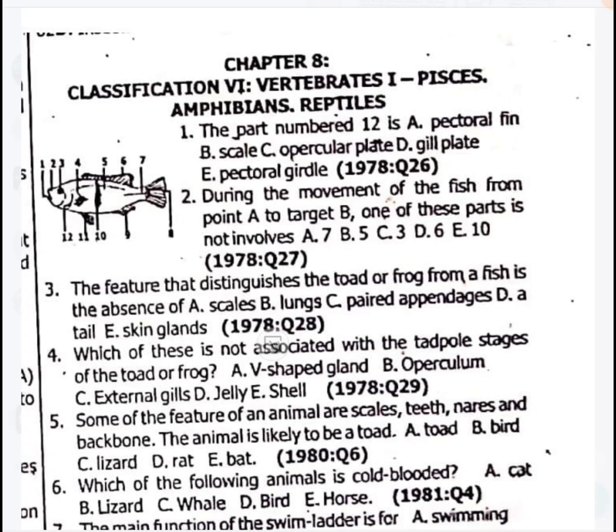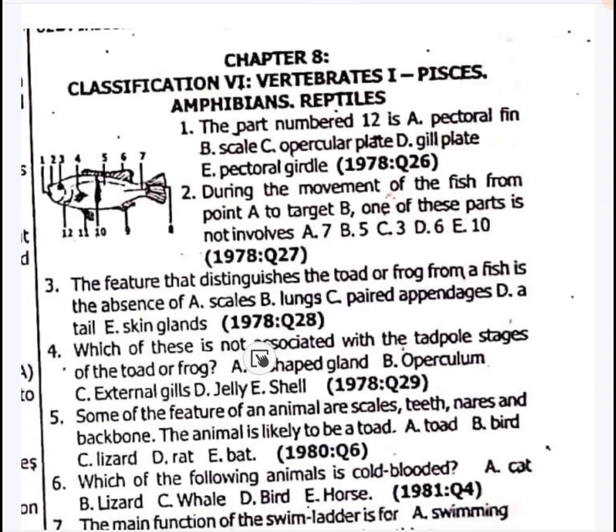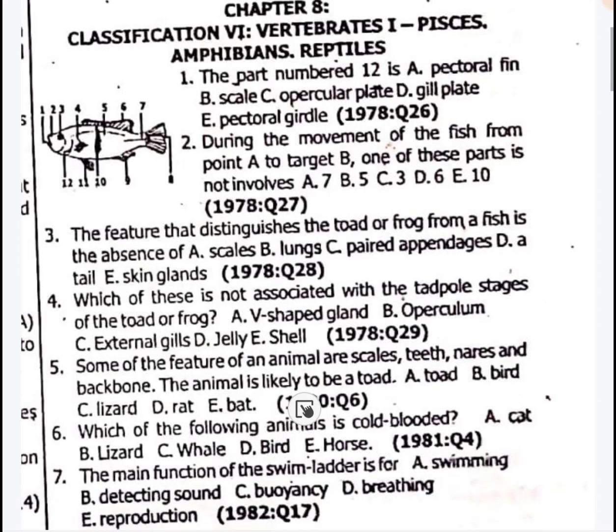So question 4, which of these is not associated with the tadpole stage of a toad or frog? Option E, the shell. There's no stage that has a shell. There's a V-shaped gland, there's an operculum, there's external gills, there's a jelly, but there's no shell. So number 4 is option E.